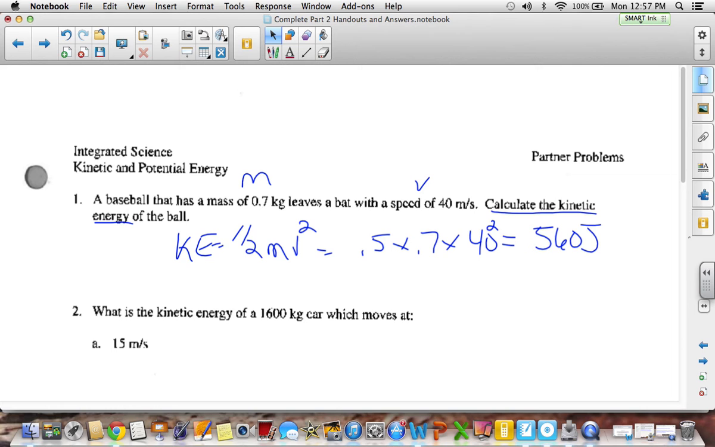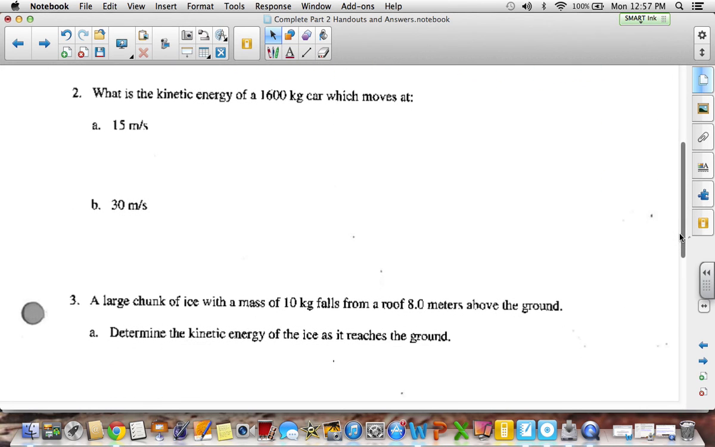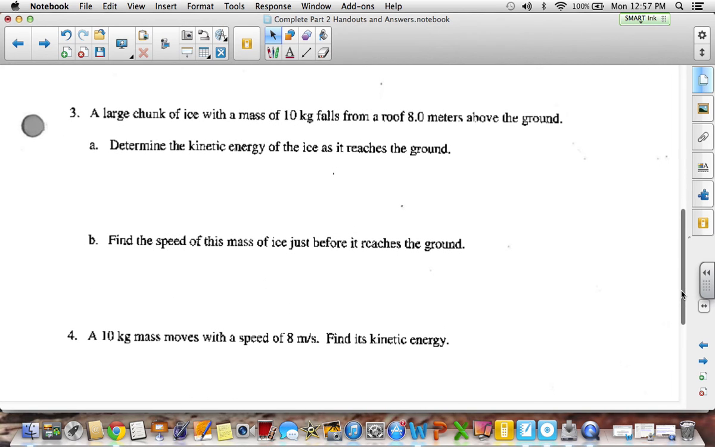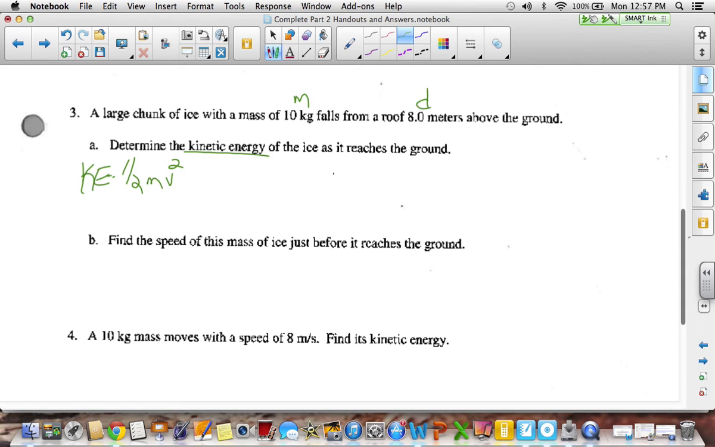Now, another one to take a look at to help differentiate this is number 3. A large chunk of ice with a mass of 10 kilograms falls from a roof 8 meters above the ground. Determine the kinetic energy. So again, we would probably go kinetic energy equals 1/2 mass velocity squared. Now the problem here is we've got a mass, but this is a distance, and we don't have a velocity. So okay, we'll go to the velocity equation, which is distance divided by time. Wonderful. Again, we have a distance, but we don't have a time. So we can't use this equation to solve for kinetic energy.